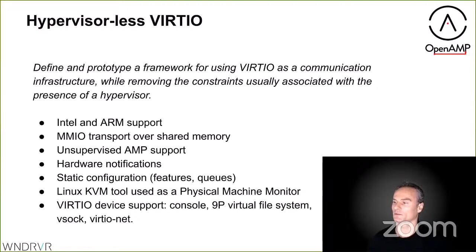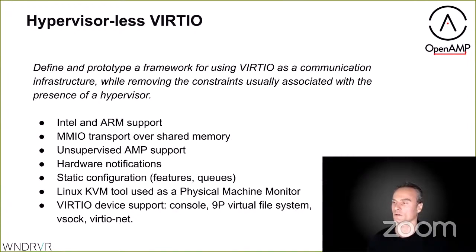The memory-mapped I/O Virtio transport is interesting because it can be used both to communicate downwards to an embedded hypervisor, but also to communicate laterally between runtimes deployed on a multi-core CPU SoC. This lateral Virtio has been labeled hypervisorless Virtio. The goal of the hypervisorless Virtio initiative is to define and prototype a framework for using Virtio as a communication infrastructure on heterogeneous multiprocessing platforms.